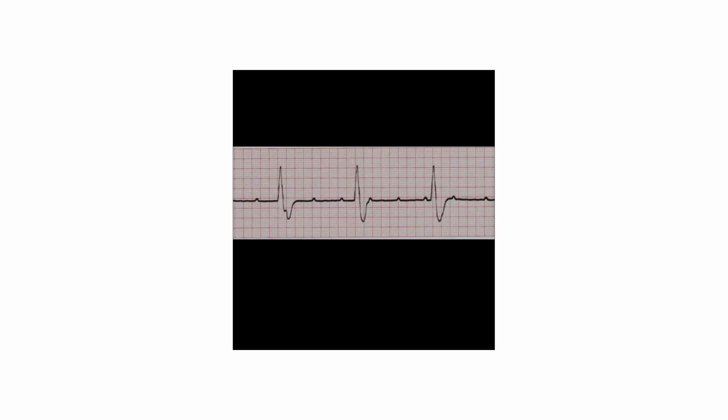Third-degree AV block, also called complete heart block, is the most severe form of AV block. In this condition, no electrical signals pass from the atria to the ventricles. The atria and ventricles beat independently, each with its own rhythm. On ECG, you'll see P waves and QRS complexes, but they have no relationship to each other. This is a medical emergency that often requires an immediate pacemaker to maintain a safe heart rate.